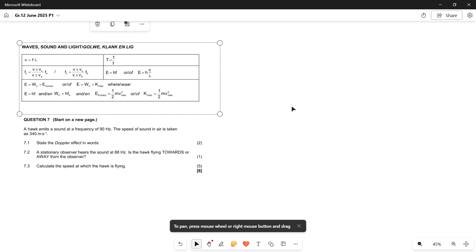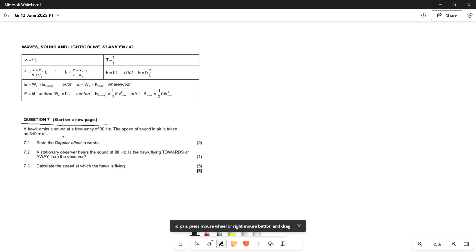Hey grade 12s, cool. So if Doppler is getting a bit confusing, we're about to break down question 7 of the June 2025 physics paper so that we can see how to approach it, understand the Doppler effect and how to link it to the formula as well as the application of the formula itself. So it is quite a small section, so let's jump right in.